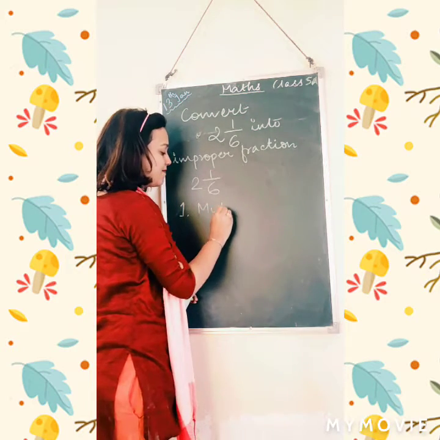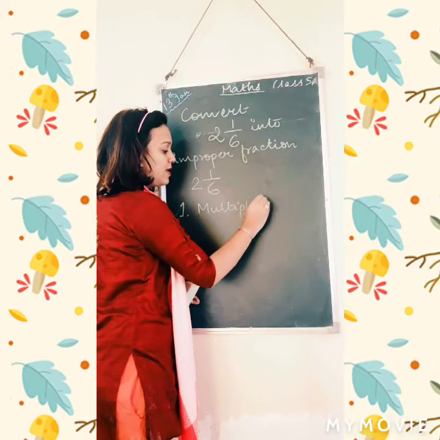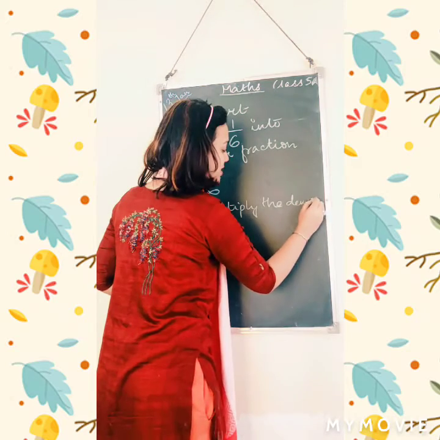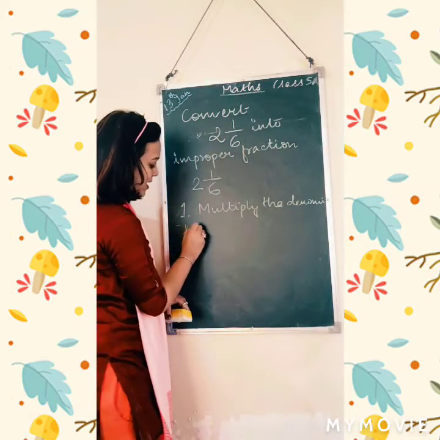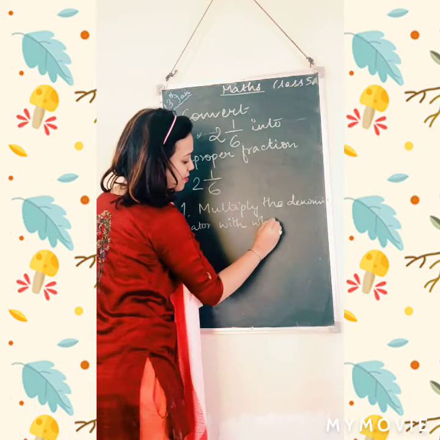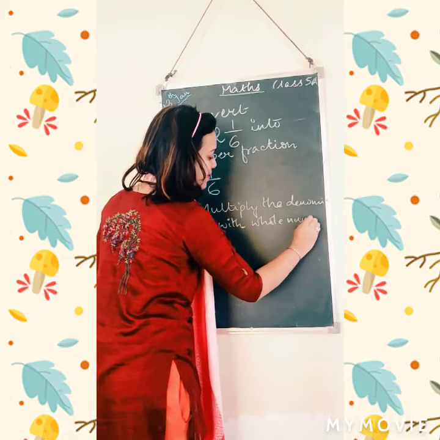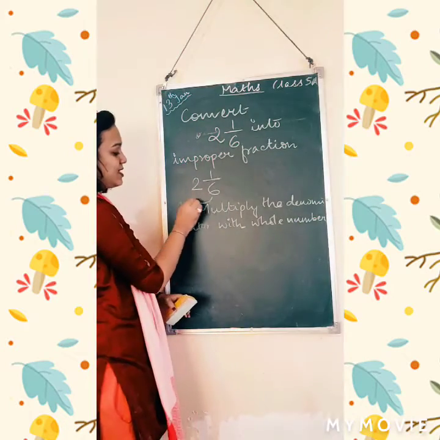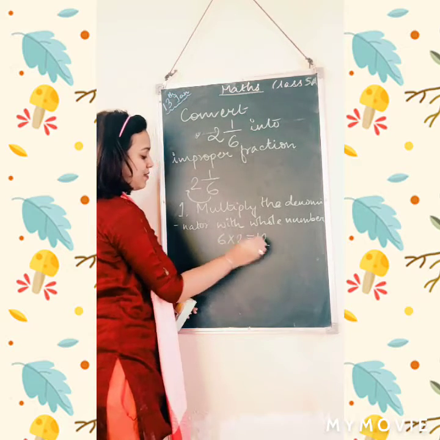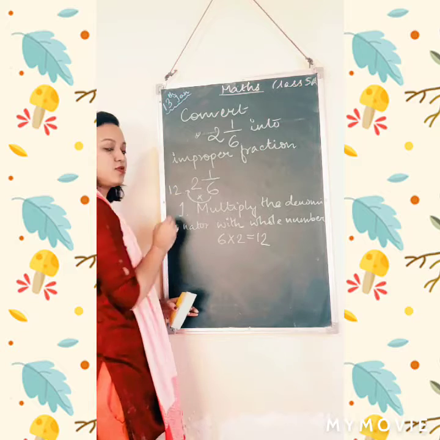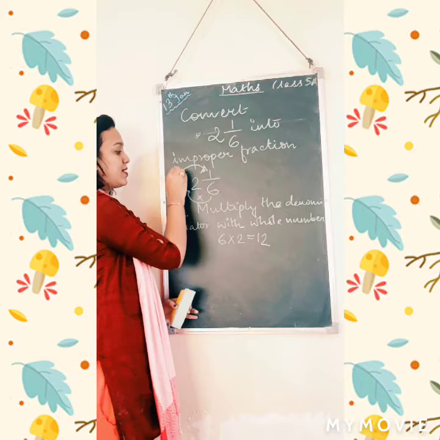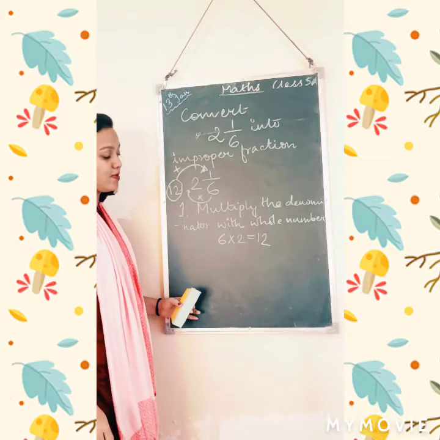You multiply the denominator with the whole number. That is, 6 multiplied by 2. So 6 into 2 gives you 12. Now when you multiply this, you get 12, isn't it? Now this 12, we are going to add up with the numerator.